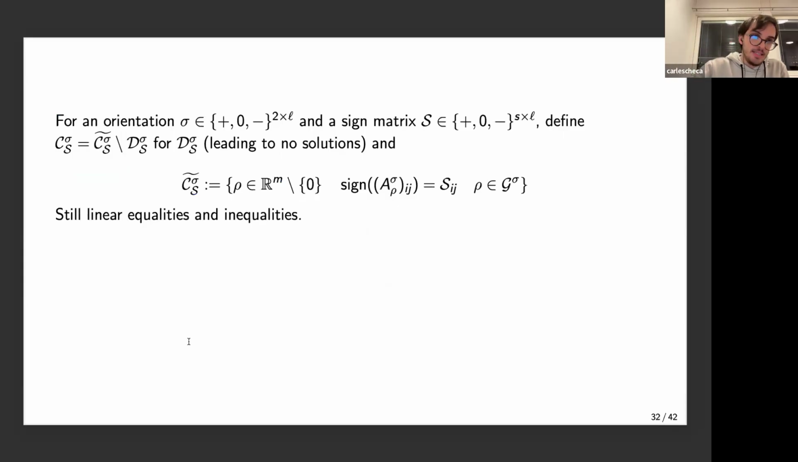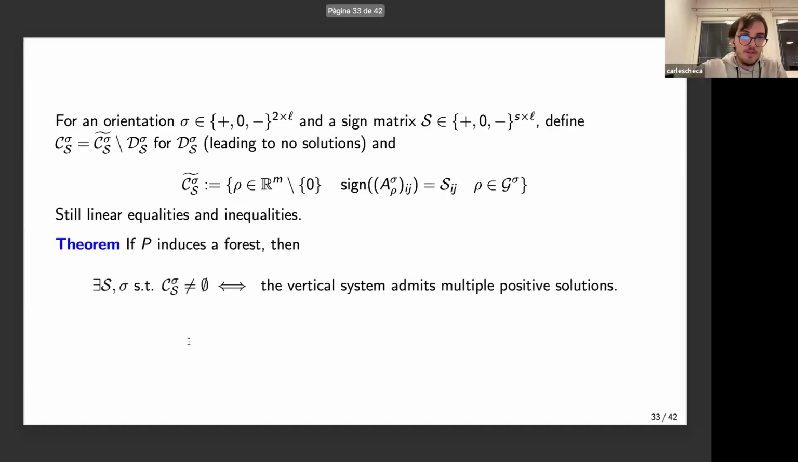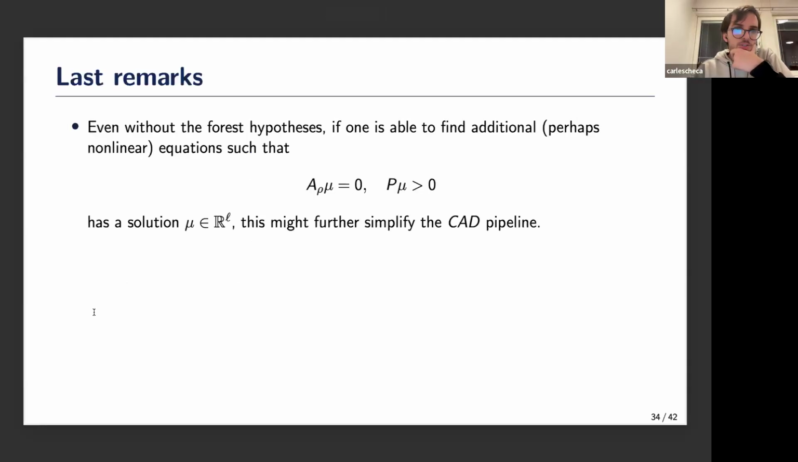We define a certain set CS in the same way as before. We define a set for which we can prove that there are no solutions for those rows lying in that set. Everything is defined by linear equalities and inequalities. And we have the theorem that if P induces a forest, then there exists a sign matrix and an orientation such that the corresponding set is not empty if and only if the vertical system admits multiple positive solutions. I will start to finish here, just last remarks.